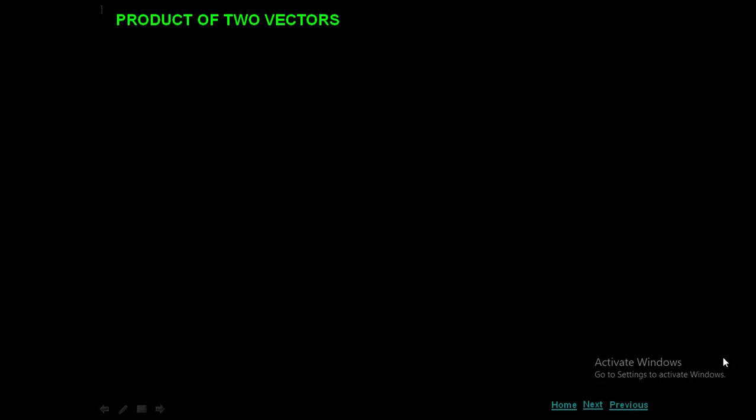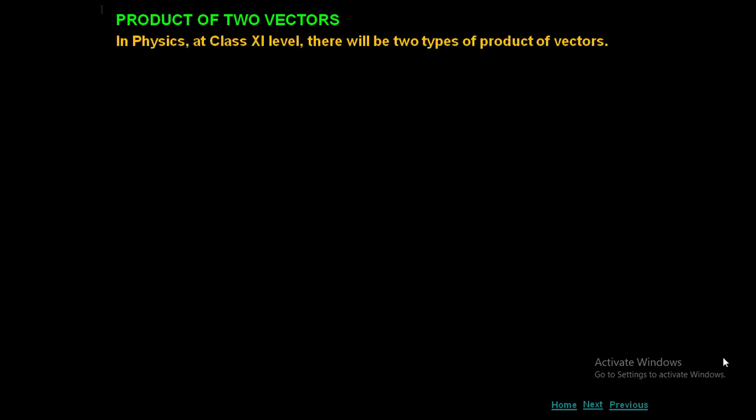Dear students, in this video, you are going to learn how to multiply two vectors. In physics, at class 11 level, there are two types of product of vectors: dot or scalar product and cross or vector product.